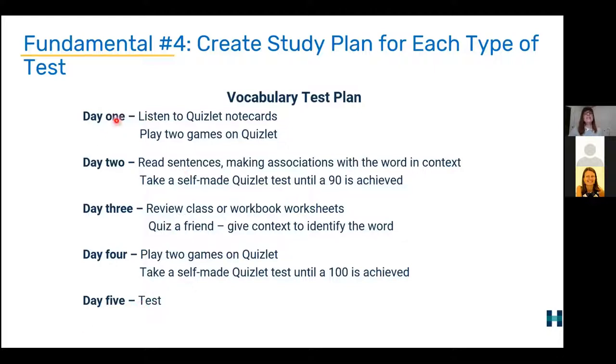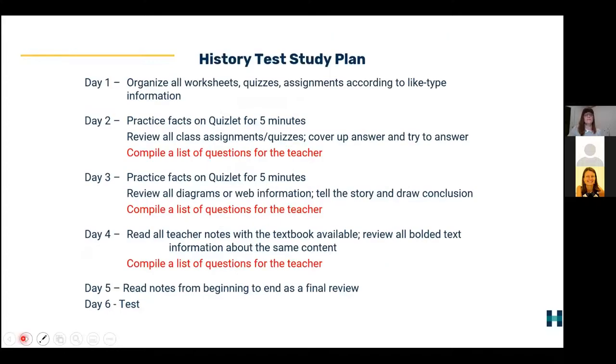Doing this study plan, it was pretty predictable that every single time she took a vocabulary test, she would get anything between a 94 and a 98. It worked. Be consistent with it and repeat it. Keep a list of the ones that are effective. Here's an example of one.